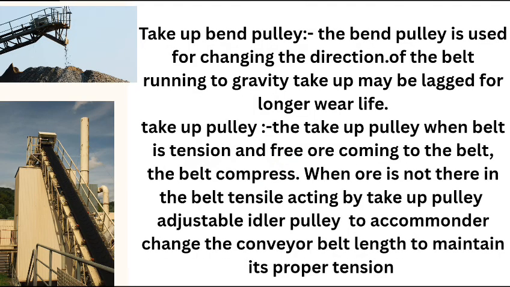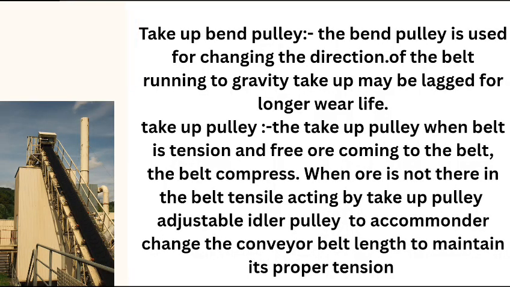Take-up bend pulley: the bend pulley is used for changing the direction of the belt. Running to gravity, take-up may be lagged for longer wear life. Take-up pulley: when the belt is in tension and ore is coming onto the belt, it is compressed. When ore is not there on the belt, tension is applied by the take-up pulley.